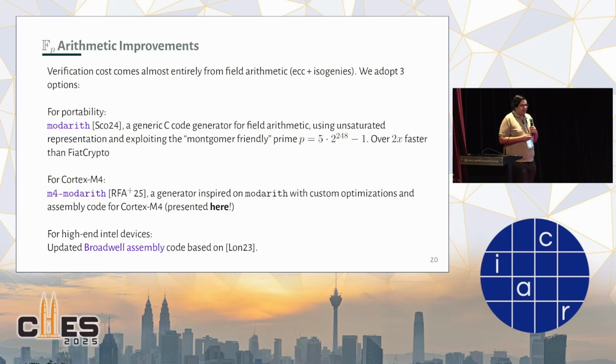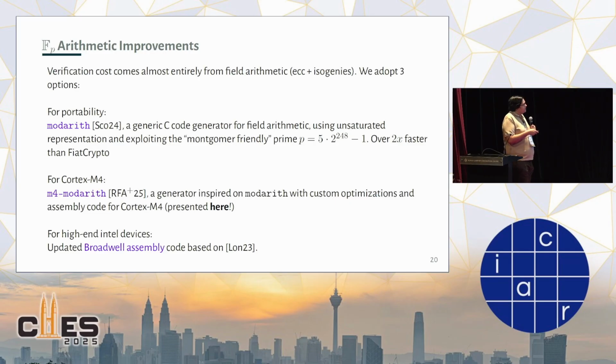So starting with the field arithmetic, this is very important because the entirety of verification is pretty much 100% field arithmetic. So it's very important to get this right in terms of the cost. So we adopted 3 new options. For portability, we actually replaced fiat crypto with Modarith. This is a generator by Michael Scott, and it still produces generic C code, so it's just a replacement for fiat crypto. However, it uses an unsaturated representation, and we found that it is much better at exploiting the Montgomery-friendly form of the prime. And in some testing, we found that it could be up to 2 times faster than fiat crypto.